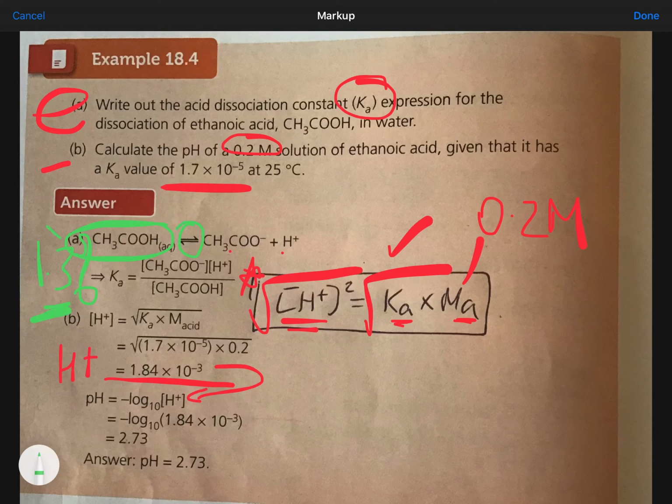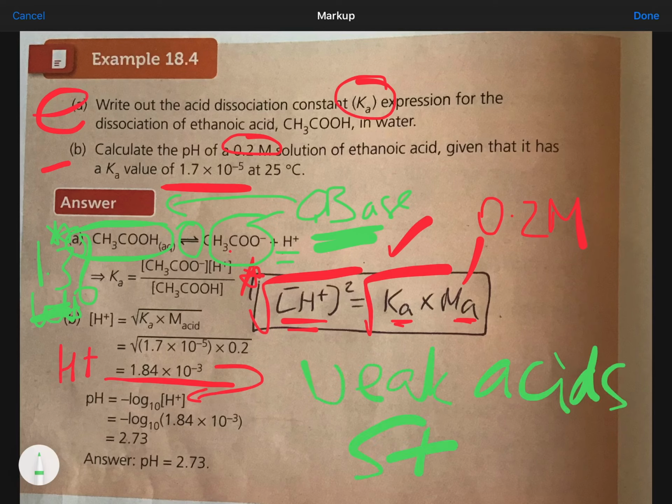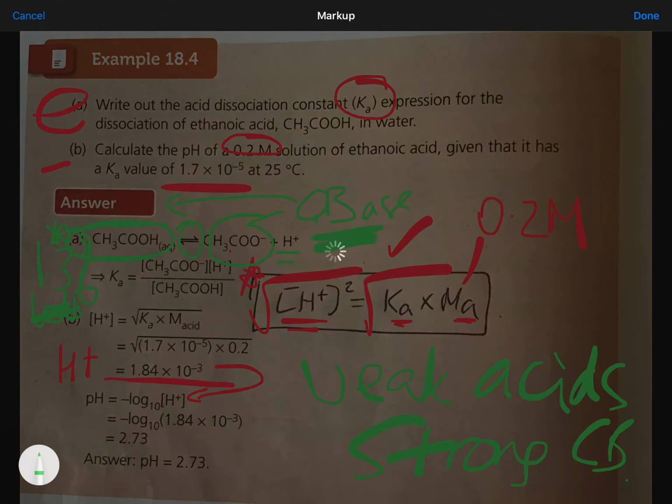So the equilibrium lies very much over here to the left. This is the conjugate base. What would we say about the strength of the conjugate base? It's quite strong. Good tendency for this to accept the proton and drive it back over to the left-hand side. So weak acids have strong conjugate bases. Strong acids like HCl have weak conjugate bases. Okay, thank you.